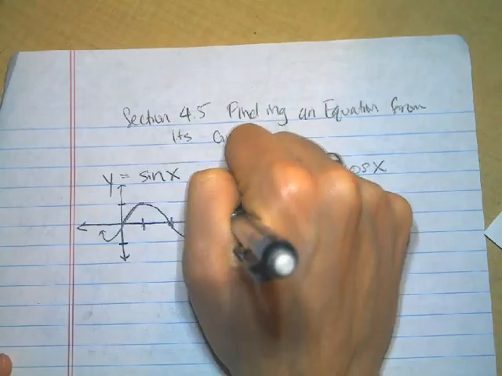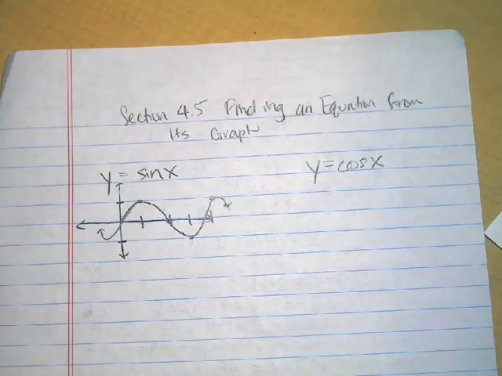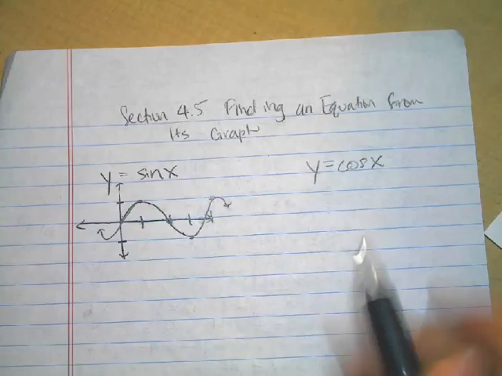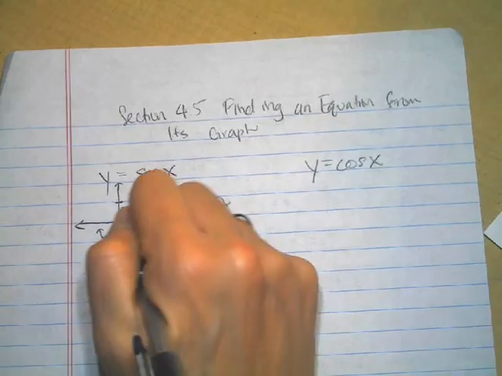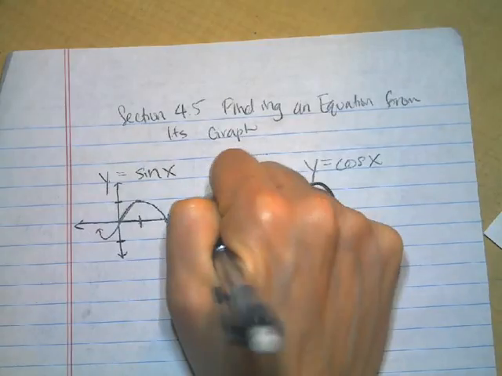It starts at the top at 1, goes down to 0, goes down to -1, comes back up to 0, then comes all the way back up to 1, and then it would continue this cycle over and over and over again. So this is one cycle of cosine.